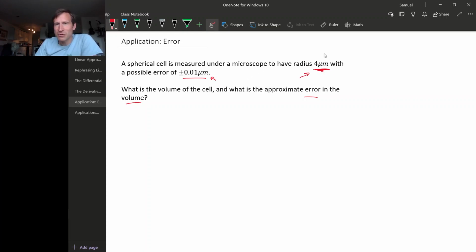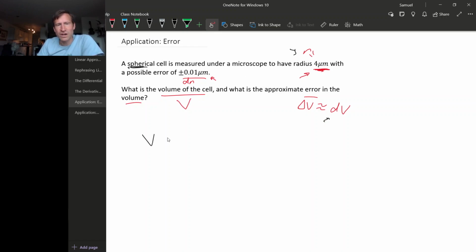So 4 micrometers, this is a radius, so let's call this r. And plus or minus 0.01 micrometers, this is a small change in r. So we could call this delta r, or I'm going to call it dr. We want to calculate the volume of a cell, so that would be v. And we want to approximate the error, so the error would be delta v, but we're going to approximate it using dv. So to calculate all of these things, we need to know the relationship between the radius and the volume of a cell, but it's a spherical cell.